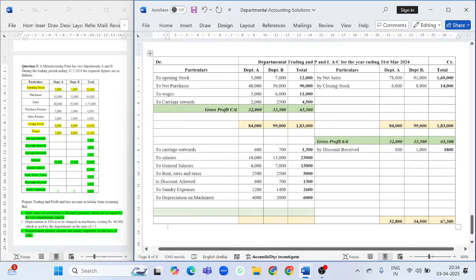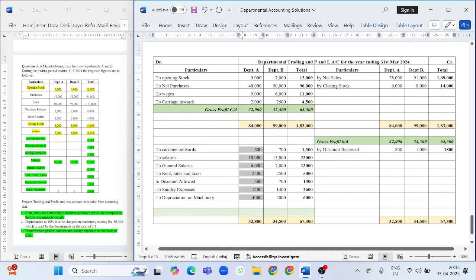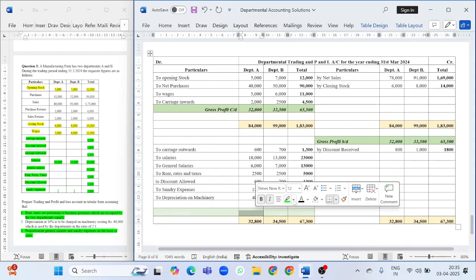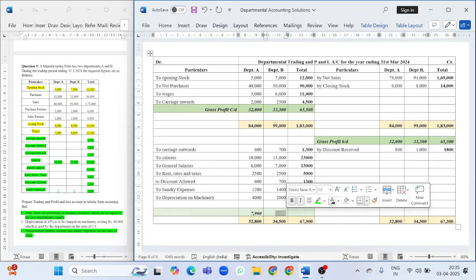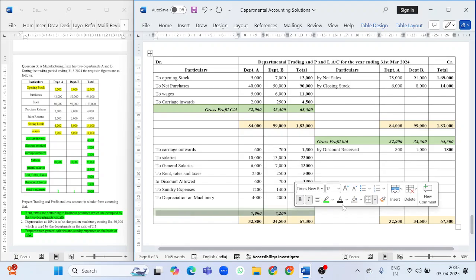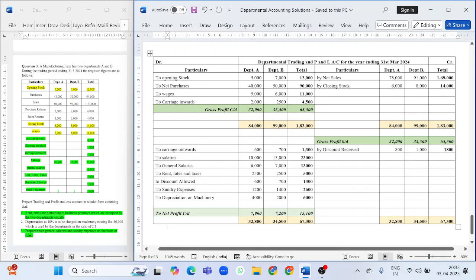So the same total I will have to write on the debit side, and from this total I will have to subtract the items of the P&L account. From 32,000 I need to subtract all these 7 items. I will get the balance, it is 7,900. Similarly from 34,500 I need to subtract all the 7 items. I will be getting 7,200 rupees. So when I do the total, I will get 15,100 rupees. This will be my net profit. Clear? It is my net profit, which will be carried forward to the next year, as the opening of next year.